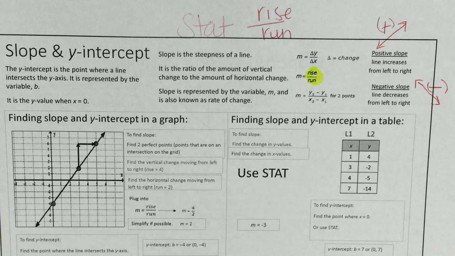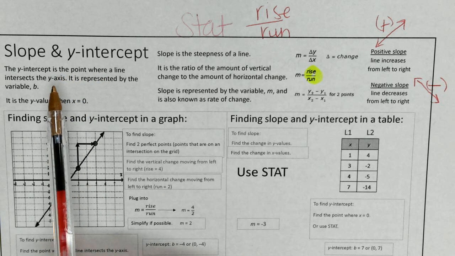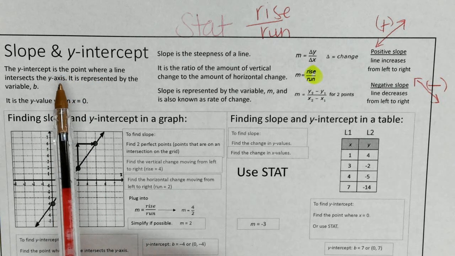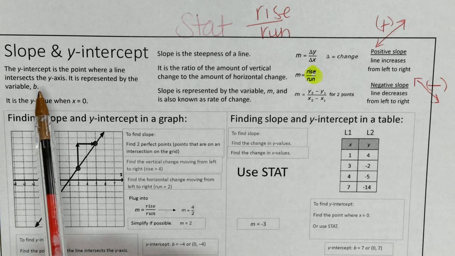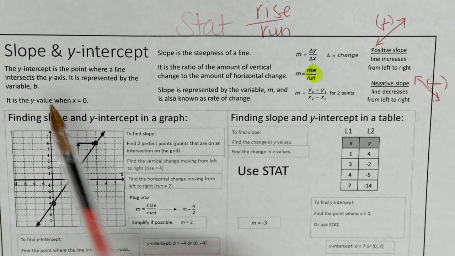Now let's talk about y-intercept. The y-intercept of a graph is the point where it touches the y-axis, just like we just did on our warm-up. It is represented by the variable b in y equals mx plus b. It's also what y is when x is 0.